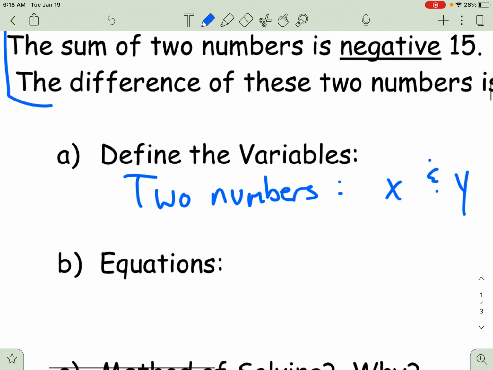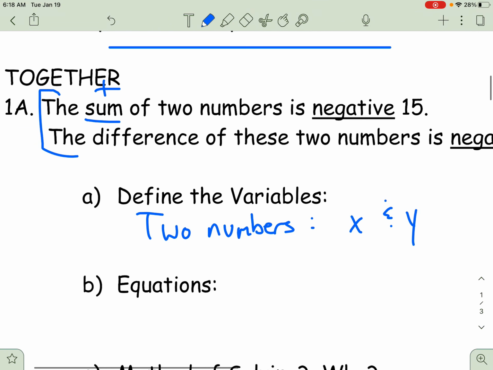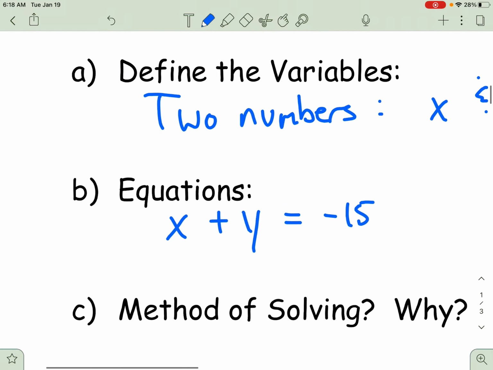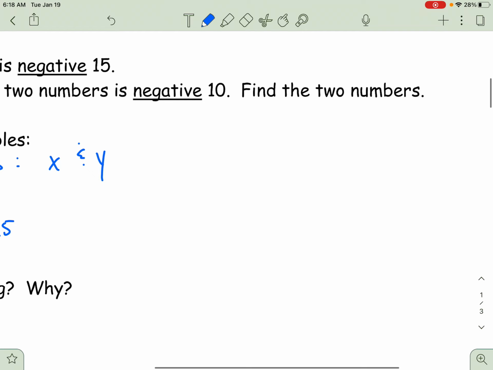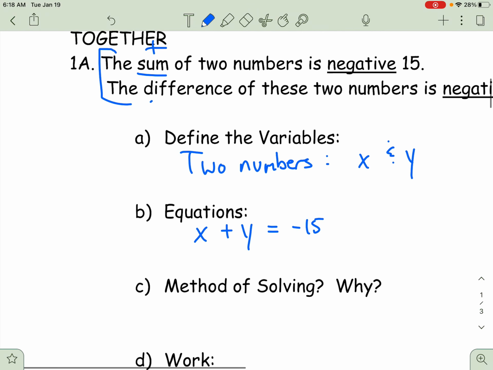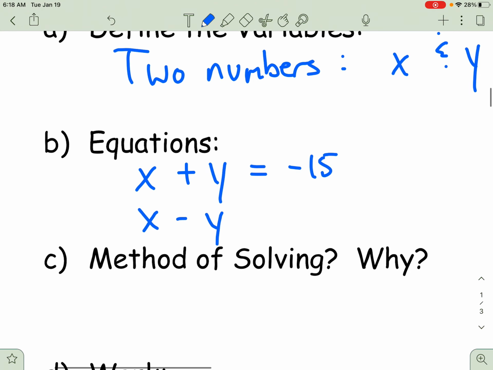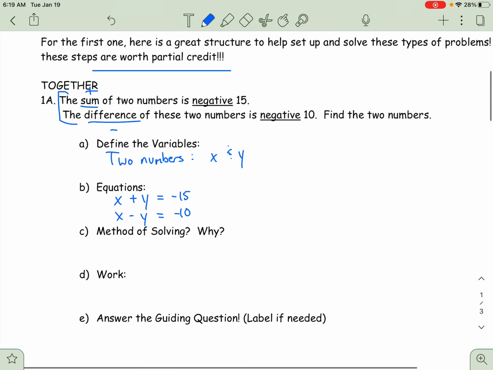Okay, what are the equations? All right, well, let's do the top one. The sum, which means addition, of two numbers is negative 15. So x plus y equals negative 15. Okay, the difference of these two numbers is negative 10. Difference is minus. So x minus y is negative 10.